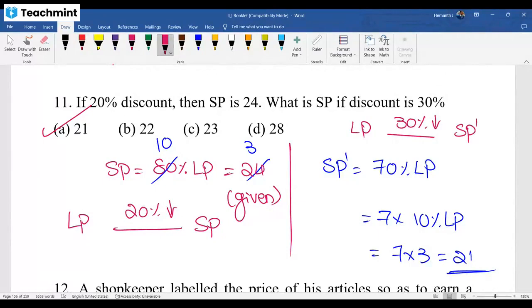So if it is 30% discount, then we have to get 70%. Selling price is 70% of label price. 15% discount means selling price equal to 85% of label price. Good. 21, not 28. Some people will put it as 28. No. If there is more discount, selling price is less. Okay. See the next question.